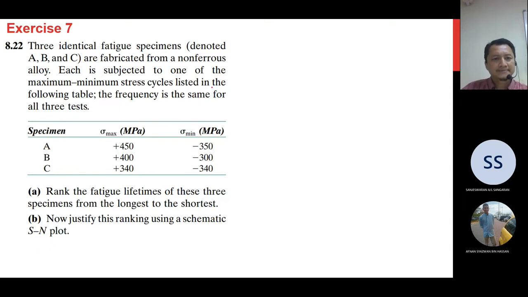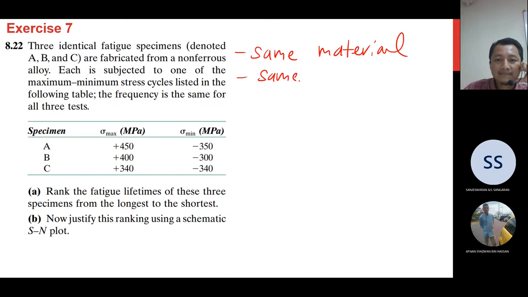Okay, let's take a look at this. Ini tak ada kira apa kot. Ada tiga specimen. A, B, C. Everything is subjected to maximum stress berapa, minimum stress berapa. Okay, apa dia nak? Rank the fatigue lifetime. Mana yang tahan sekali? Tiga specimen, maksudnya same material lah. Same material. Same component.